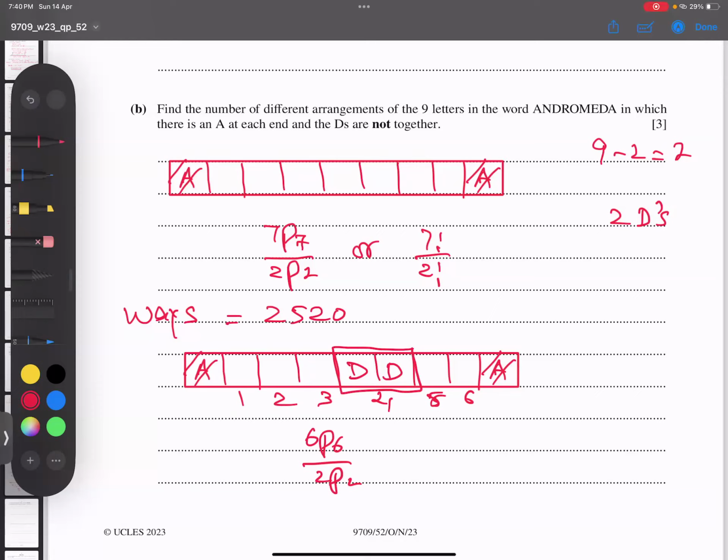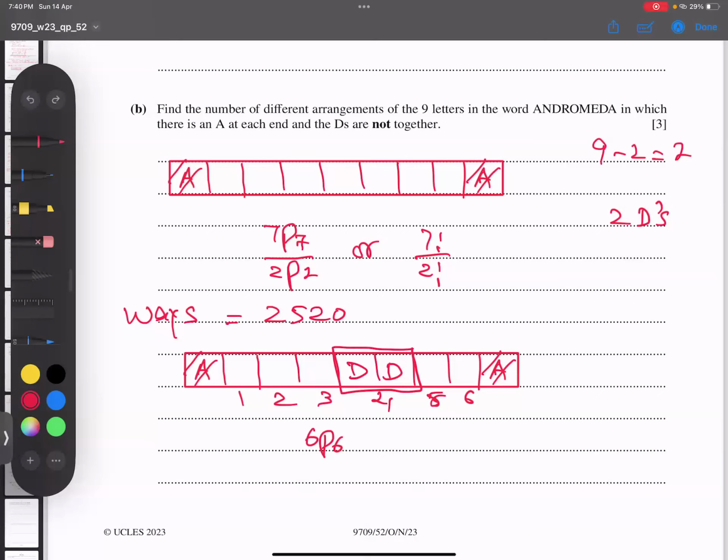Wait a minute. No, 2P2 is not there. Why? Because how can we differentiate? They are similar, so we cannot differentiate between them. How do we know which D came here and which D came here? So we will not divide by 2 now, because we blocked them in one box.